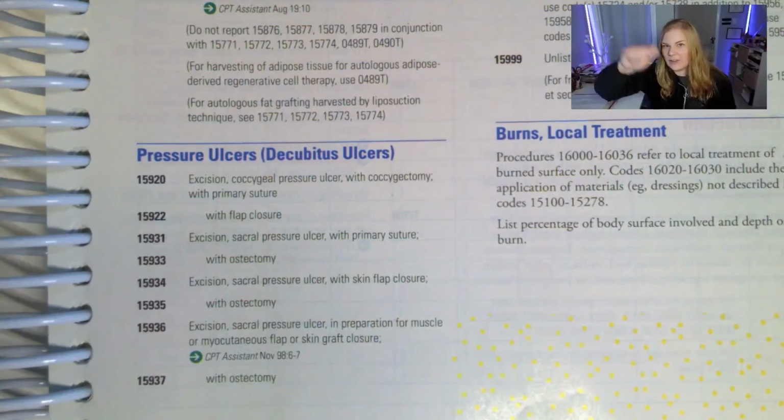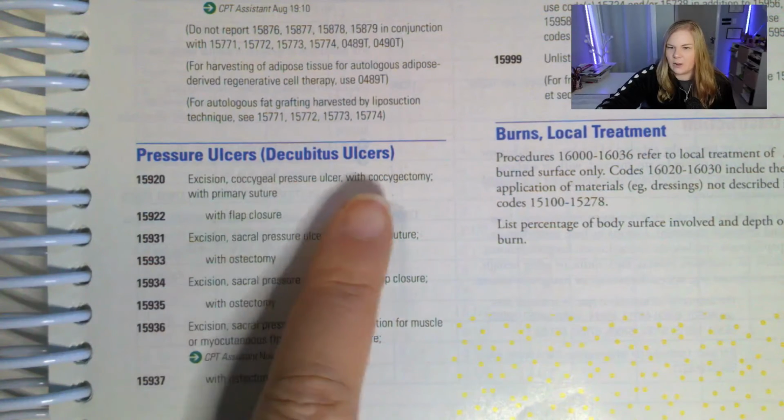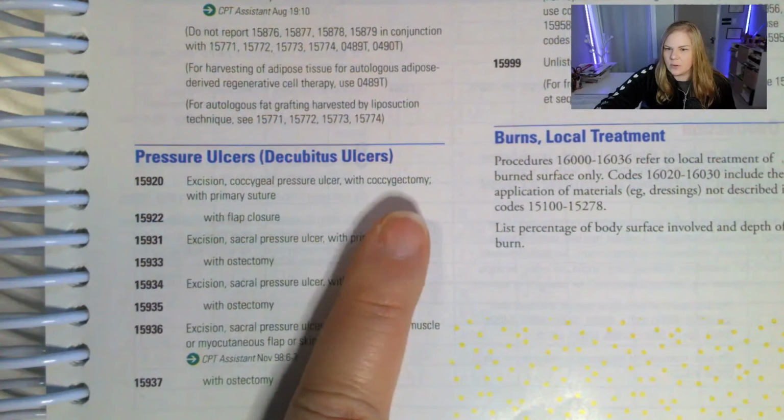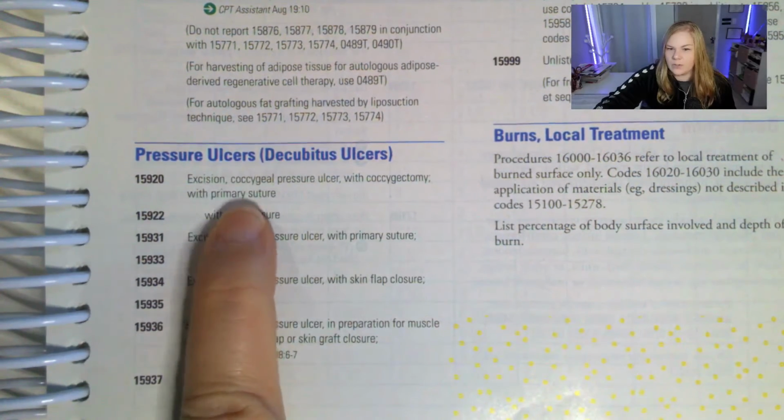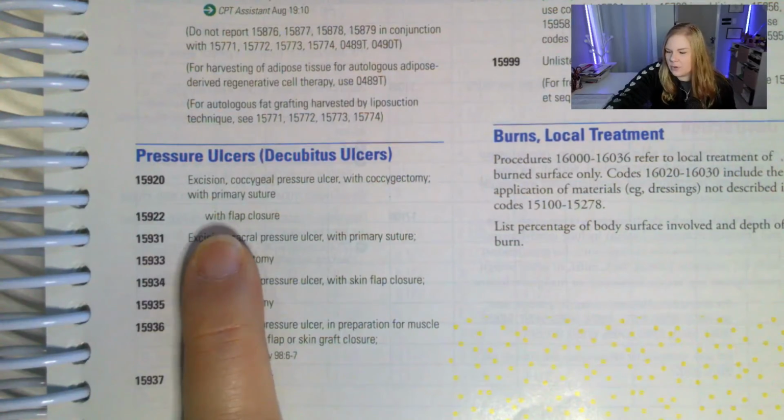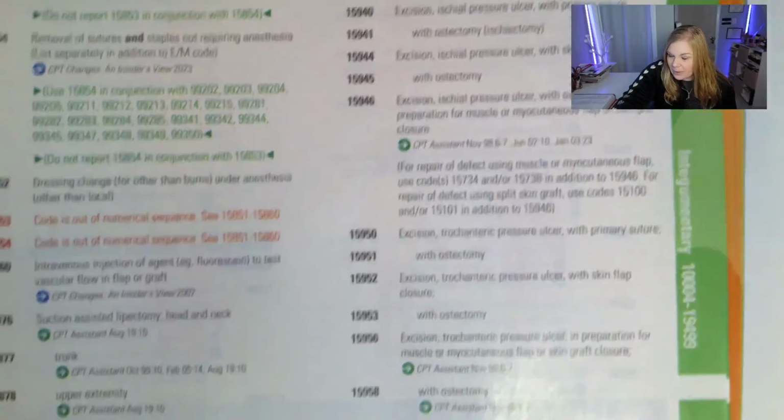These codes are excision codes, meaning we're taking like an ellipse and clearing out that entire ulcer, versus just cleaning out some of the tissue. We're just selectively debriding some of it. So this excision is we're making that full ellipse around it. We're taking it out. So this one is for if we're doing the ectomy with primary suture, and then this is with a flap closure. It tells you over here that you should also use the appropriate flap code.